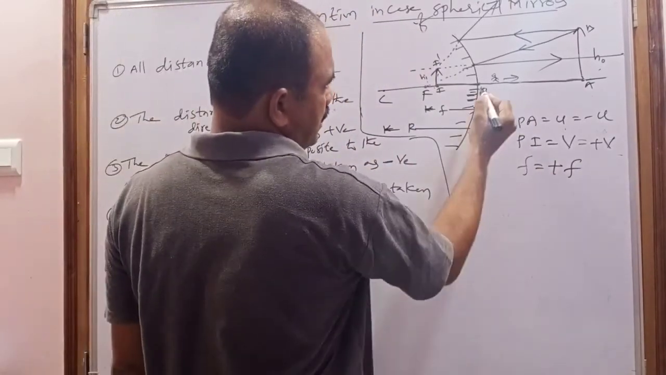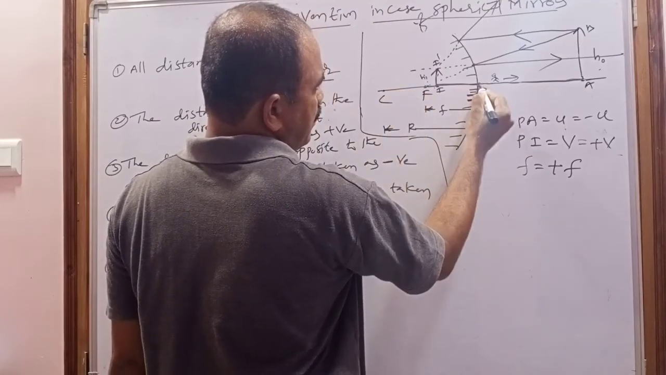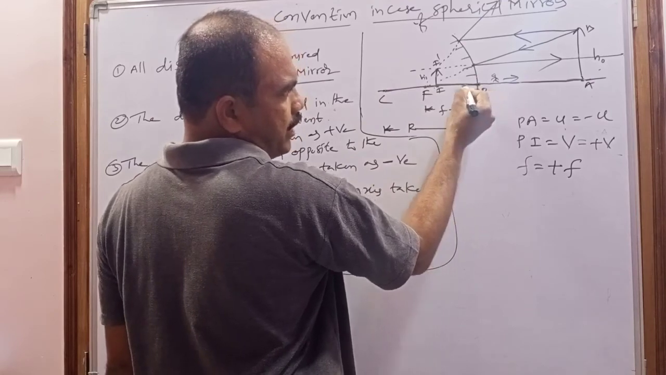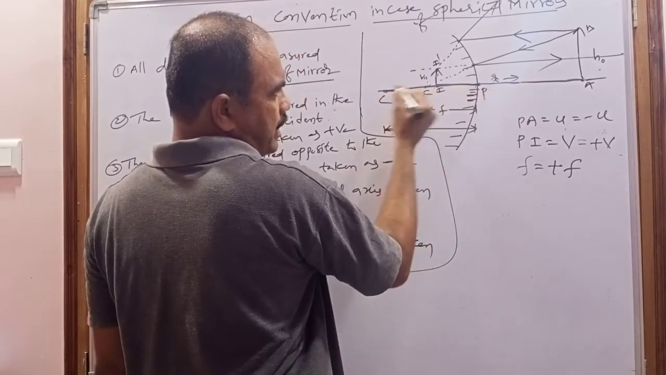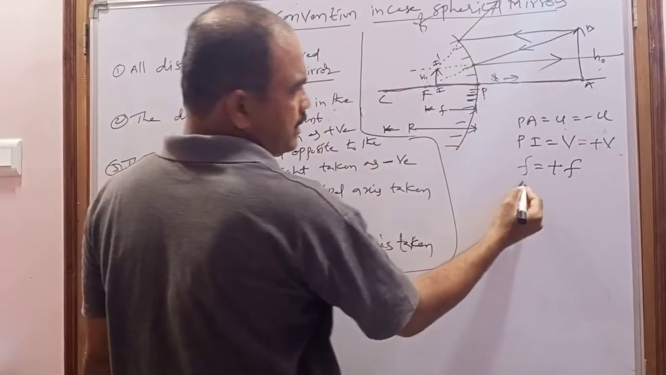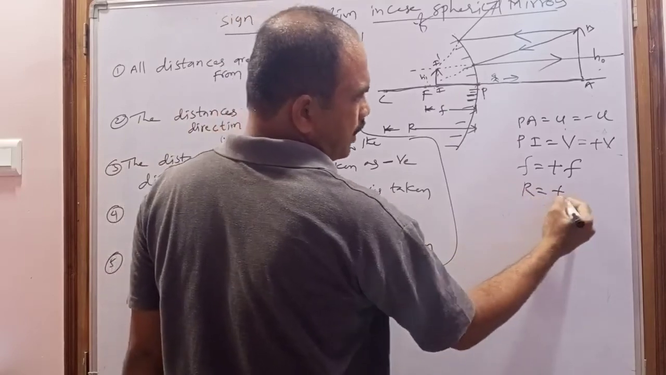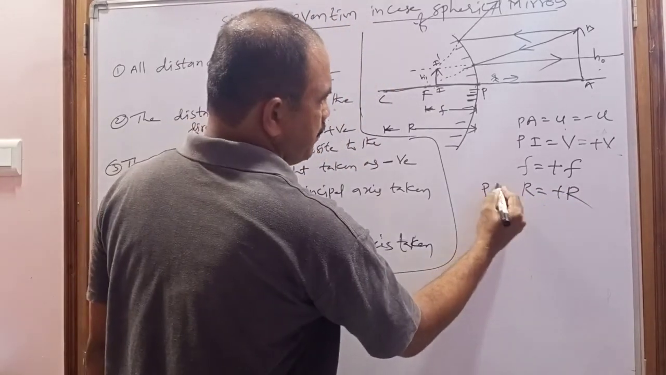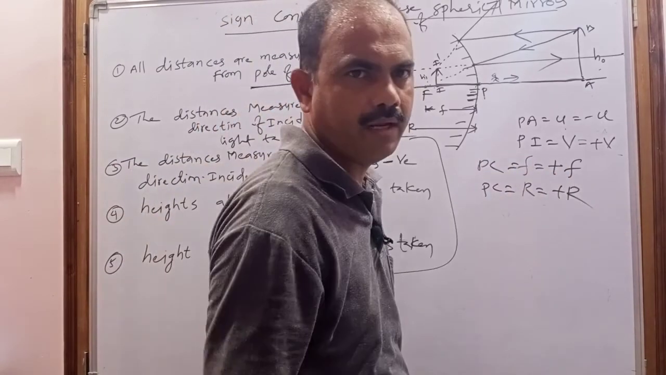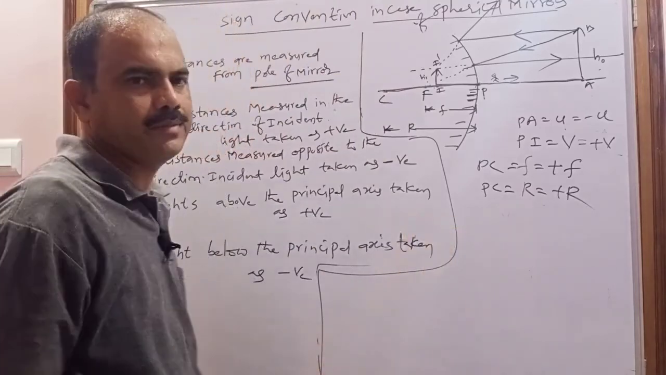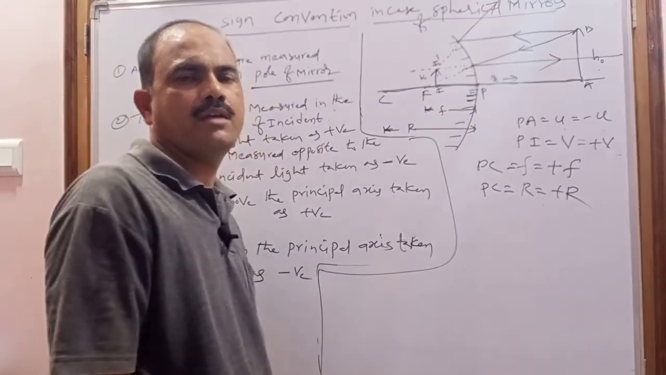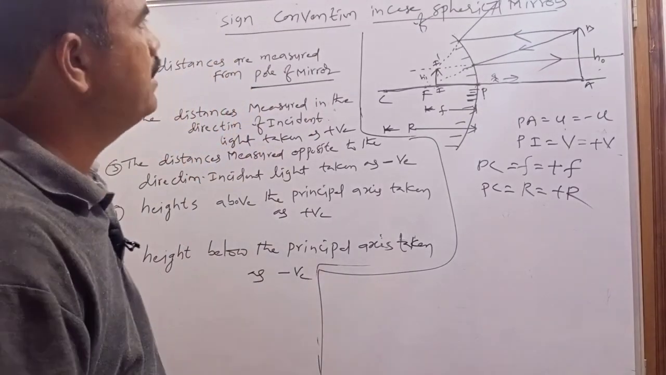Next, to measure the distance between pole and center of curvature, you start from the pole and move towards the center of curvature, in the direction of incident light. That is why the radius of curvature is also positive. So R is nothing but PC, and f is half of that. The focal length and radius of curvature of a convex mirror are positive, while the focal length and radius of curvature of a concave mirror are negative. So this is about the sign convention.